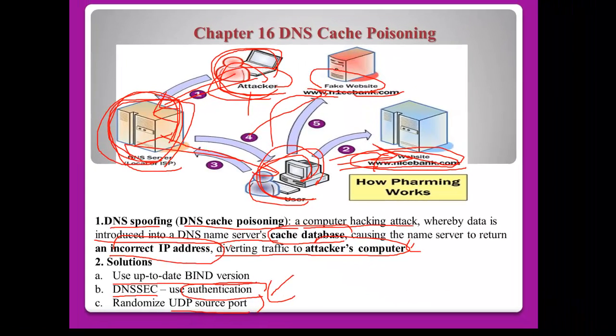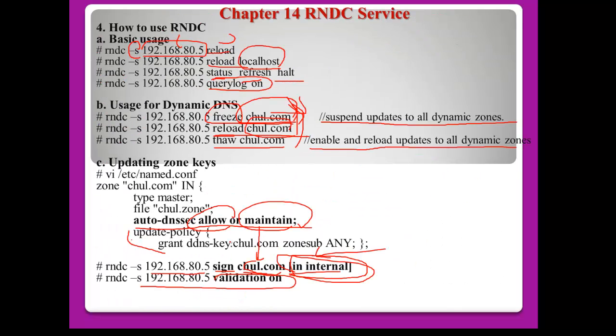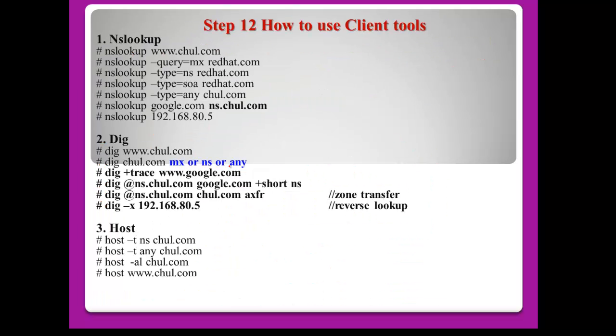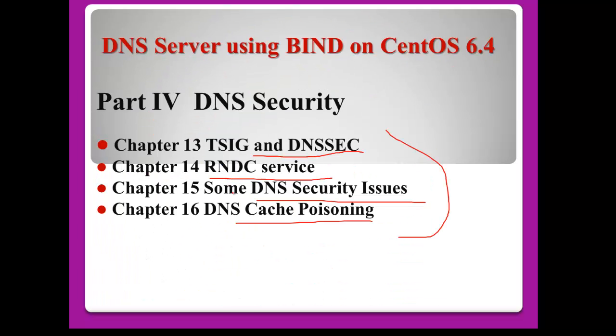So far, I explained DNS security: in chapter 13 and chapter 14, TSIG and DNS security and RNDC; in chapters 15 and 16, some DNS security issues and DNS cache poisoning. Thank you for watching this video and see you in the last video.